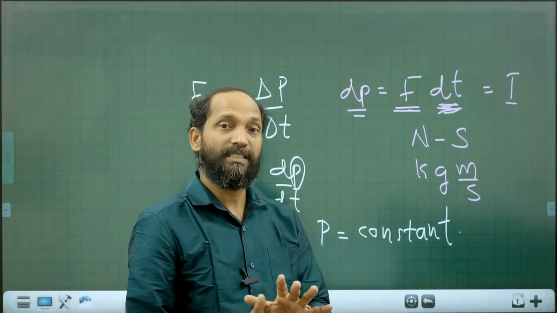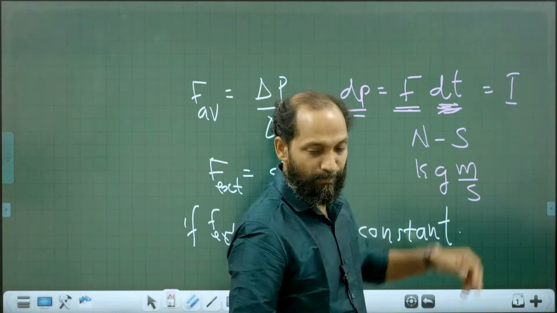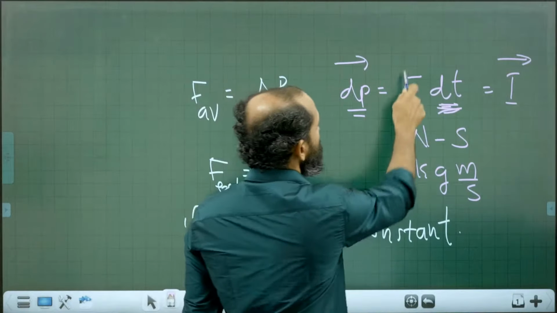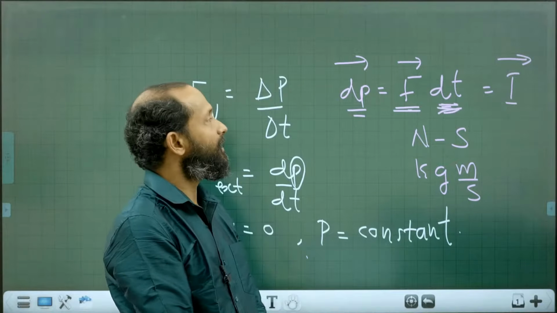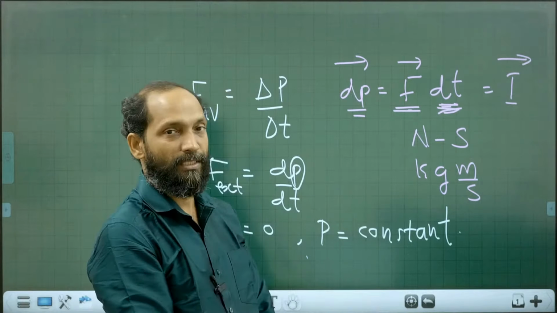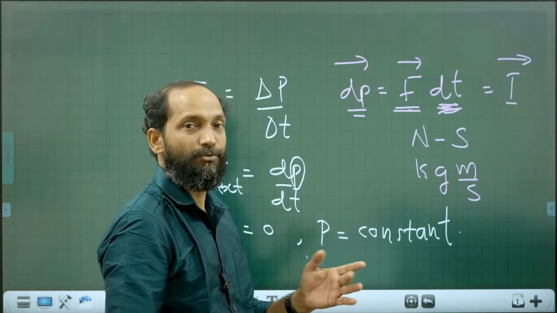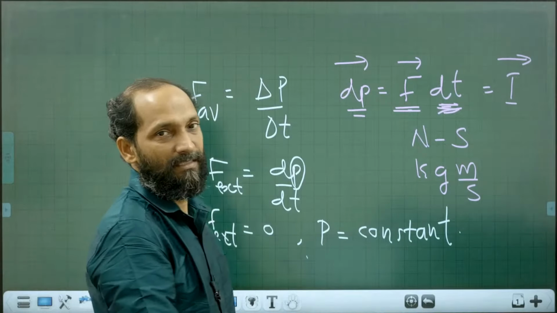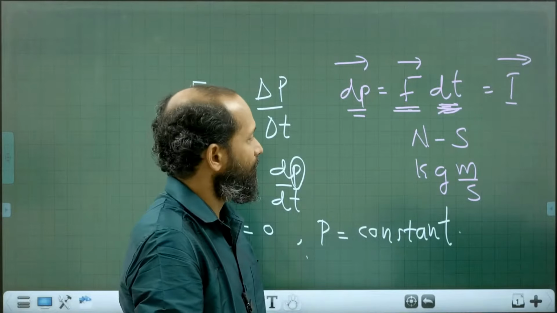So impulse and impulsive force, very important. What is the direction of impulse? Impulse is a vector. The direction of impulse is the direction of change in momentum, the direction of net force. The direction of net force is in the direction of change in momentum. Impulse has the unit Newton second. Impulse and linear momentum both have the same dimensions and units. Inertia, all that we have revised.